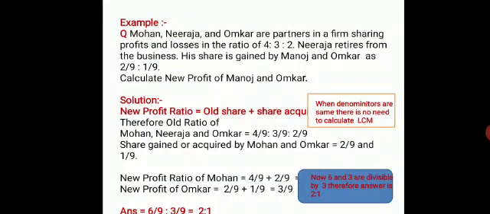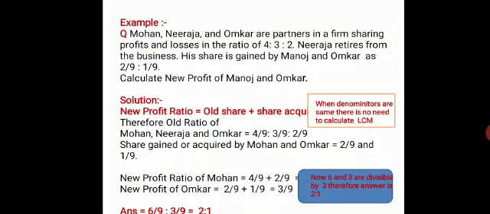Now we have Mohan, Neeraj and Onkar as partners in a firm. Their old profit ratio is 4, 3 and 2. So the total is 4 plus 3 plus 2, that is total 9. Now Neeraj retires from the firm and his share, 3/9, is acquired by Mohan and Onkar in the ratio of 2/9 and 1/9. Now 2 plus 1, if I take, is 3, which is equal to Neeraj's share. Now we are going to calculate the new profit ratio of Onkar and Mohan.